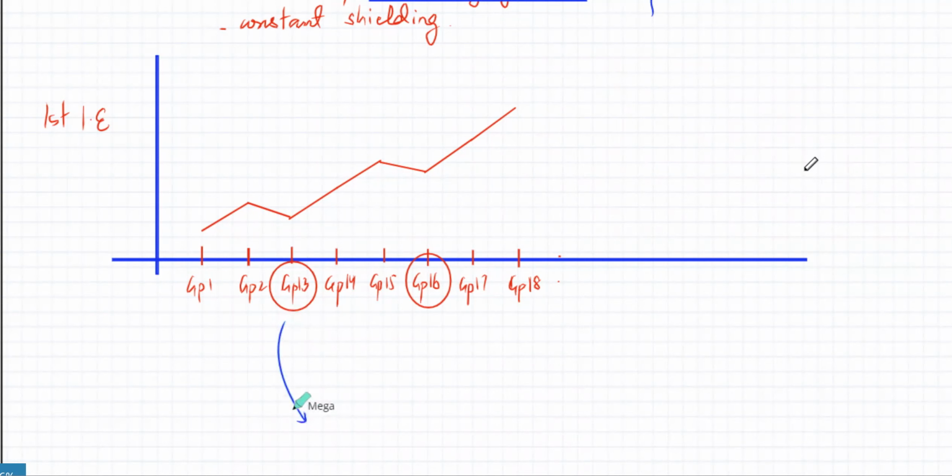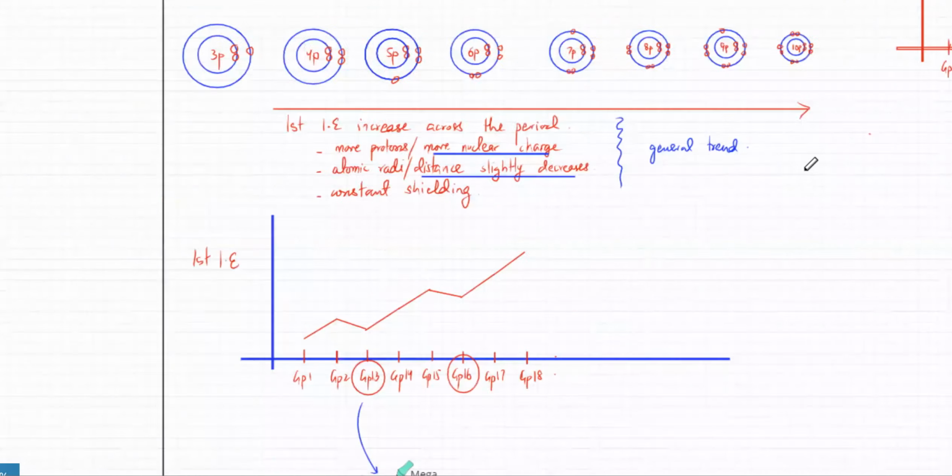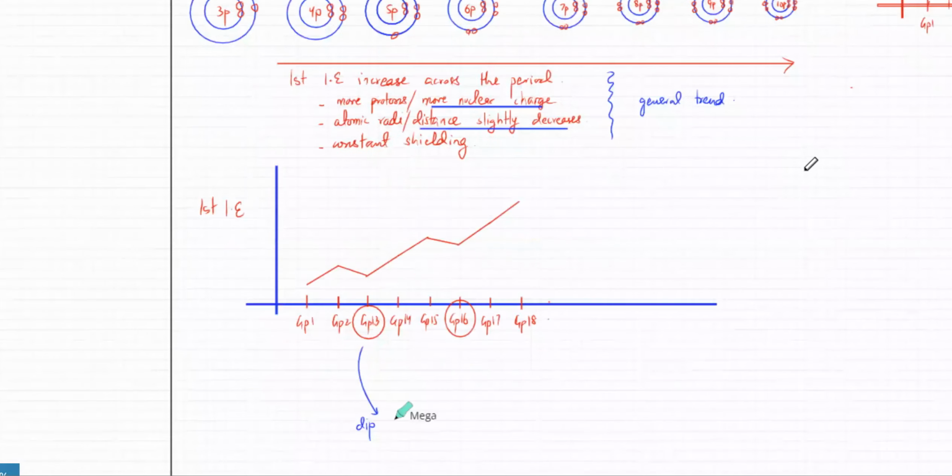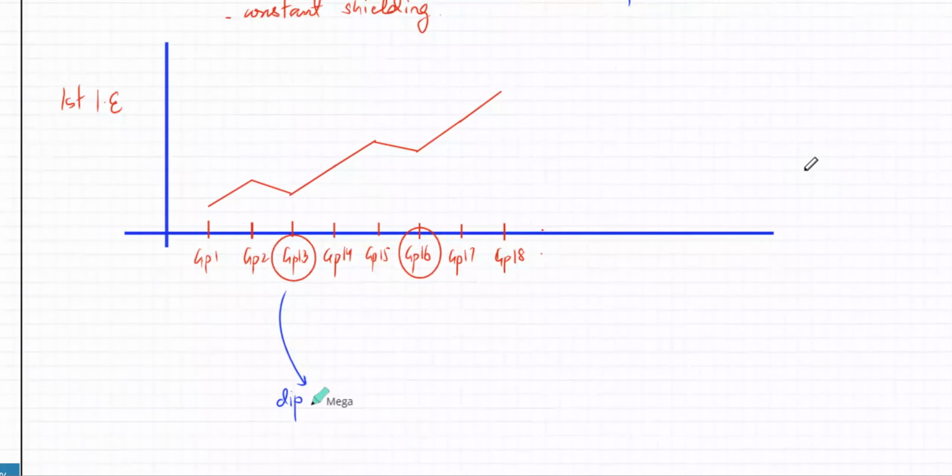So why is there a dip? And this is a very popular question. They ask you a lot. They're going to state why is group 13's ionization energy lower. In this case the element is boron. Why is boron having a lower ionization energy compared to group 2 before that?